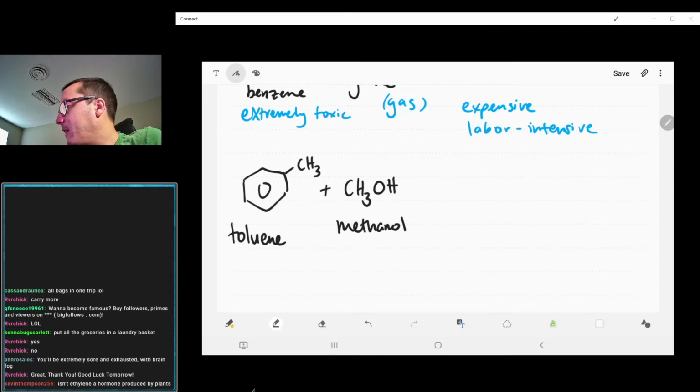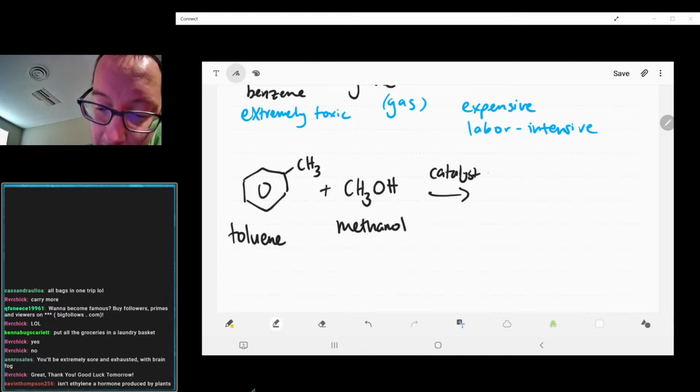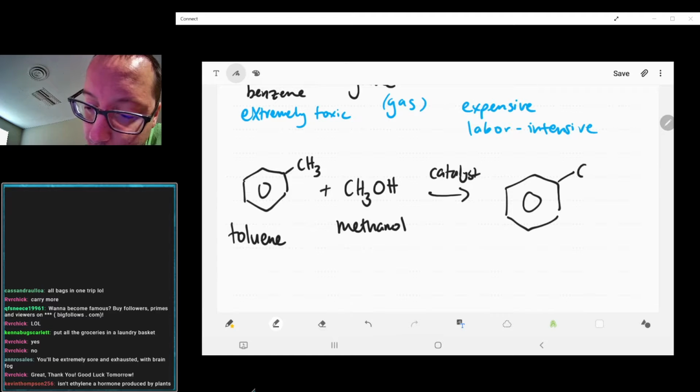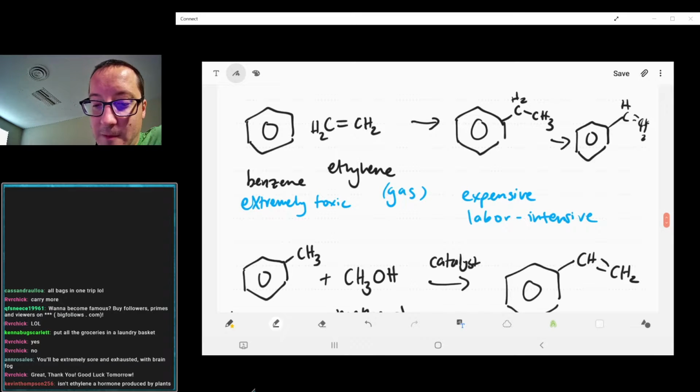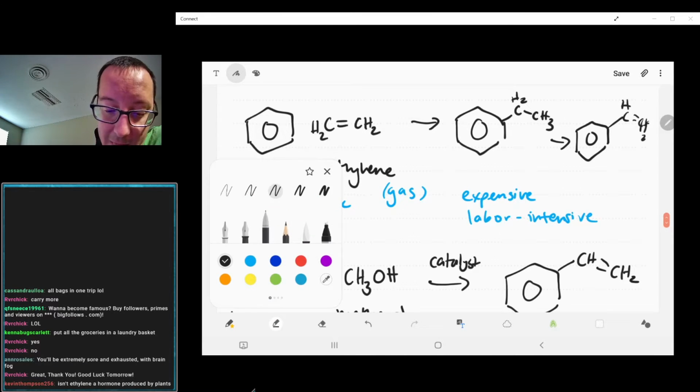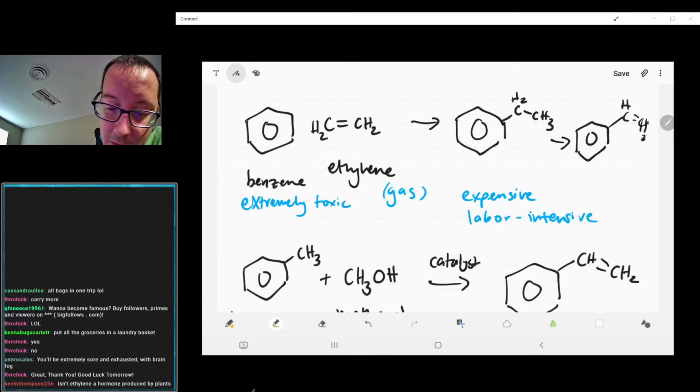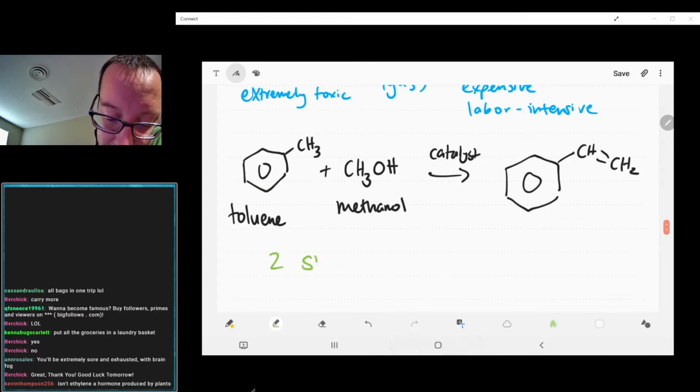And what kind of catalyst do we use here? We just use a kind of base catalyst. They use some sort of catalyst here. And you end up with your styrene molecule. And so there's a couple of important distinctions between these reactions. Notice that this one is two steps instead of three.